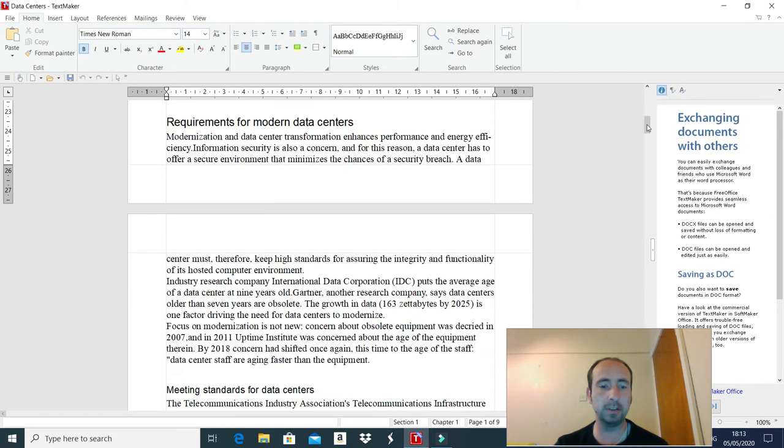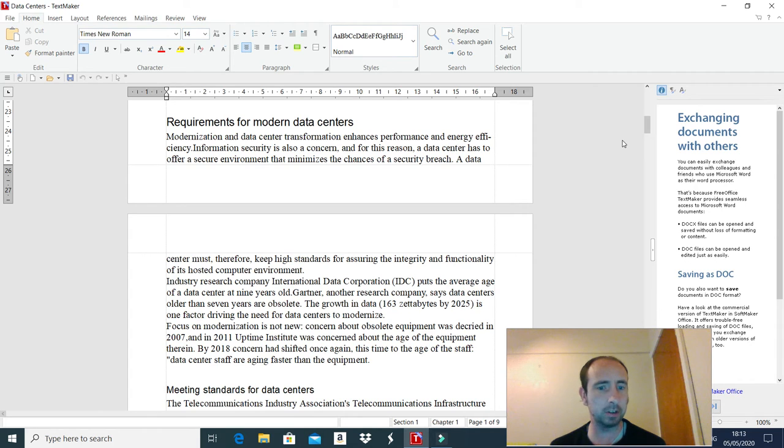Requirements for modern data centers. Modernization and data center transformation enhance performance and energy efficiency. Information security is also a concern. For this reason, a data center has to offer a secure environment that minimizes the chance of a security breach. A data center must therefore keep high standards for ensuring the integrity and functionality of its hosted computer environment.